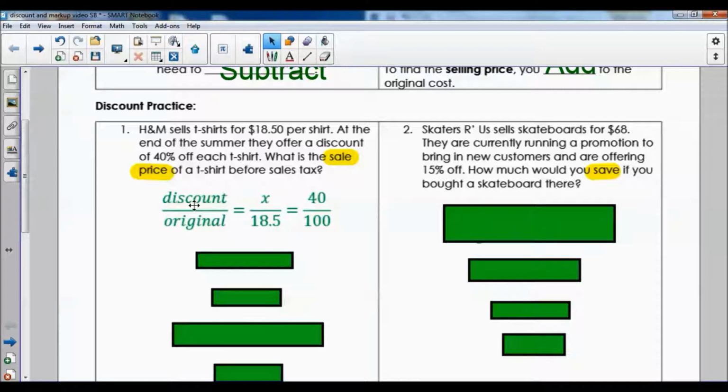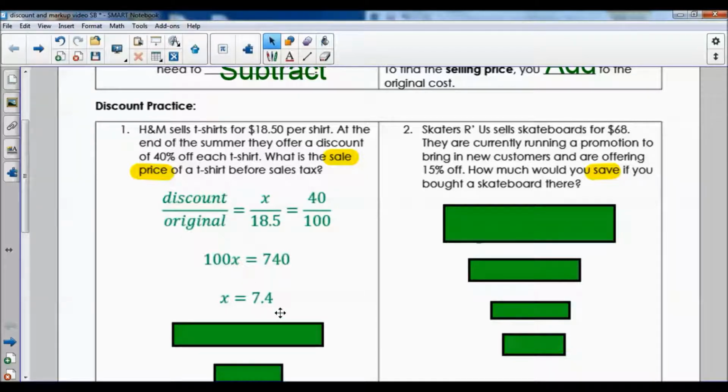Okay, so we're going to cross multiply. We get 100 times X is 100X. 18.5 times 40 is 740. Then we're going to divide by 100 on both sides to get X by itself. And we would get X is equal to 7.4. This is my discount. Okay, we're saving $7.40.